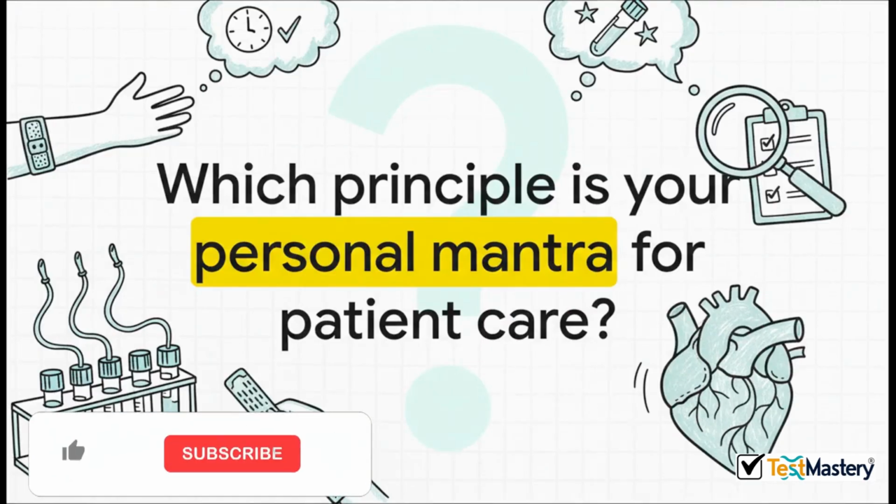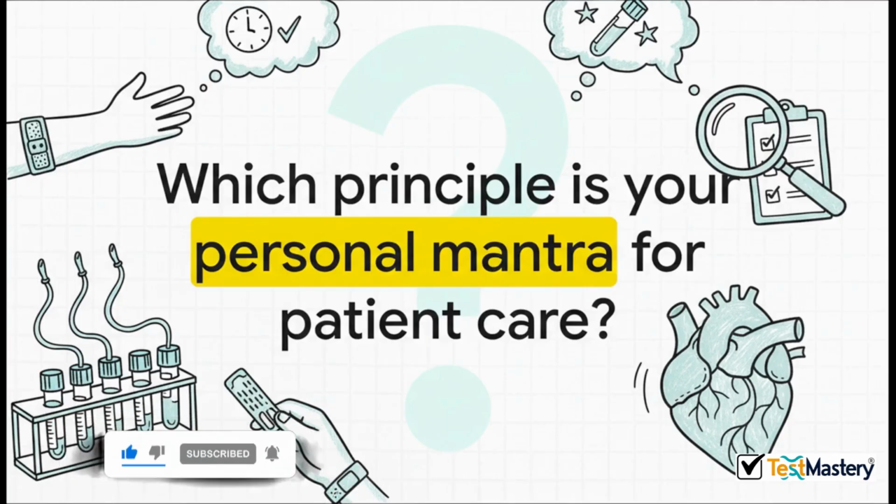So as we finish up, think about this. Which of these principles will you make your personal mantra? Maybe it's double-checking every single ID band no matter how busy you are. Or maybe it's making sure every single light blue top is filled perfectly. Choosing one of these to be your personal unwavering standard is the first and most important step to becoming a truly exceptional phlebotomist.